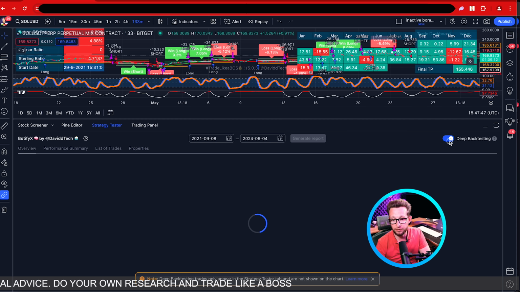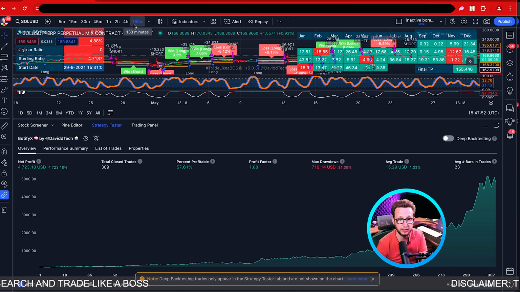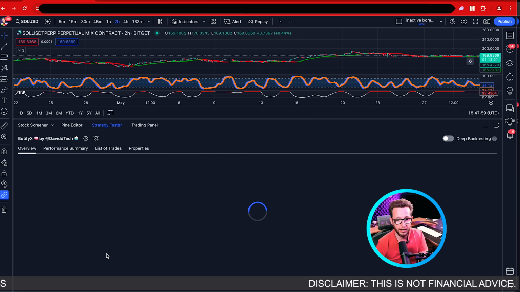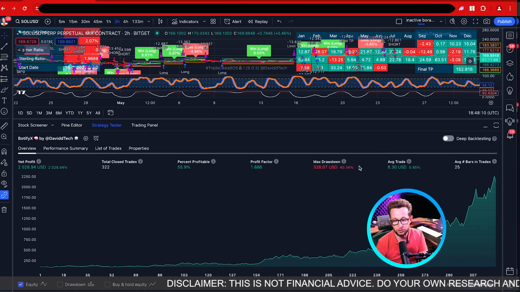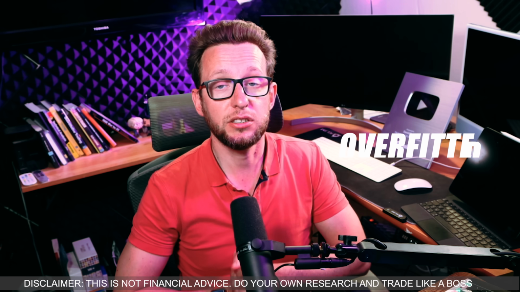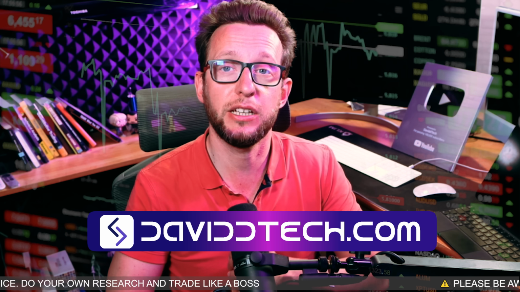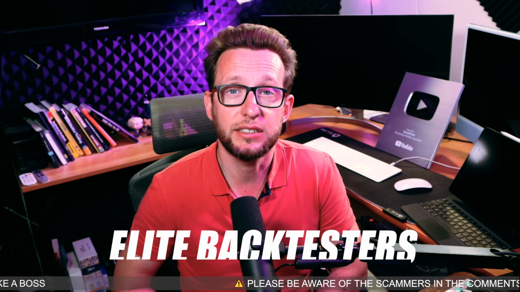There is one thing that I didn't realize, was that it is on a bit of a custom time frame. I thought it was on 2 hours, but it's on 133 minutes. If you look at the 2-hour time frame, the backtesting results also look pretty good. The max drawdown does look extremely high on the 2-hour. Hopefully this isn't overfitted to the time frame, but only time will tell. You'll be able to see it transparently on the DaviddTech website with all of the live trades to make sure that it is trading the way it should be, with all the other wonderful settings from all of the amazing users from the elite backtesters on DaviddTech.